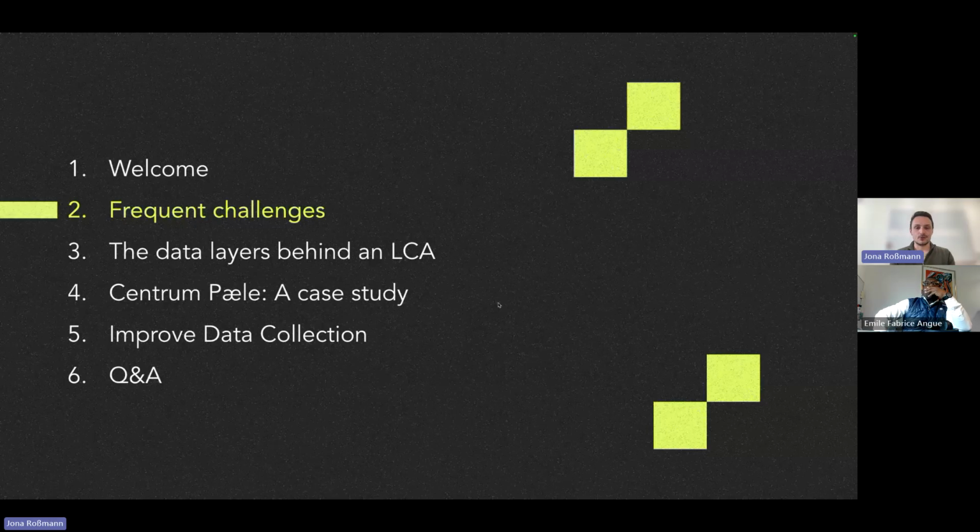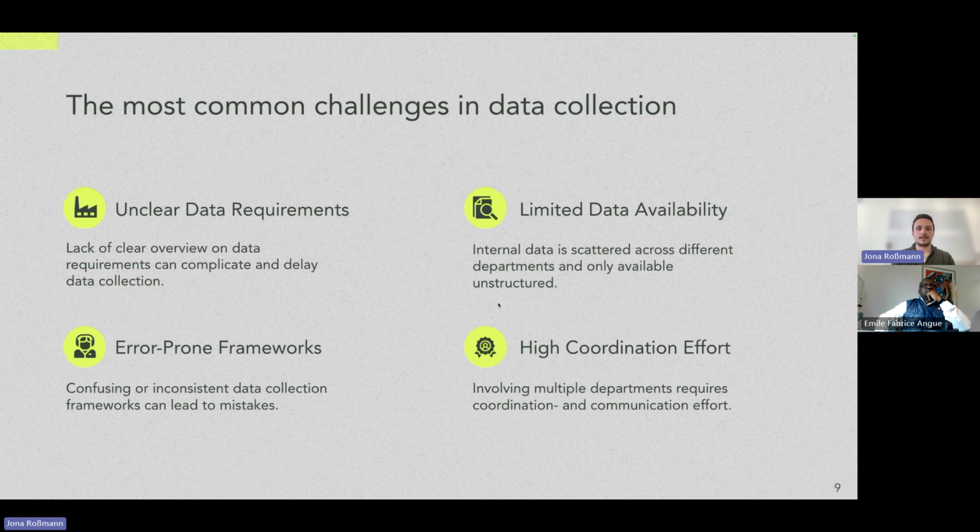Let's start into the content with what we at Imidat see with our customers. What are the frequent challenges with data collection? What we commonly see with data collection are 4 main challenges. Let me go into detail. Challenge 1 is, of course, unclear data requirements.